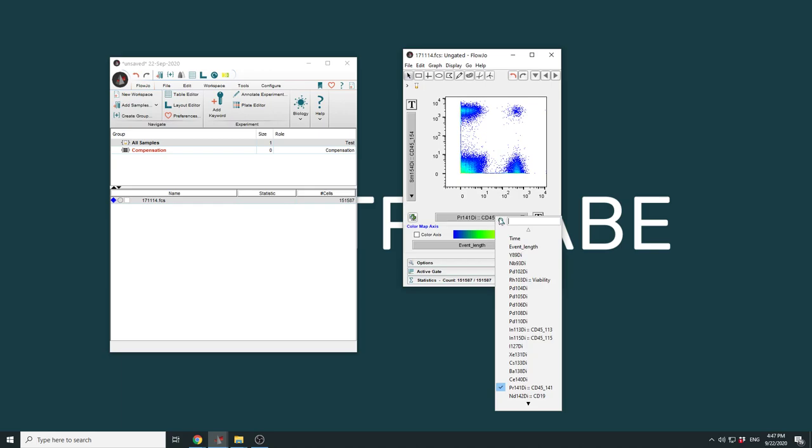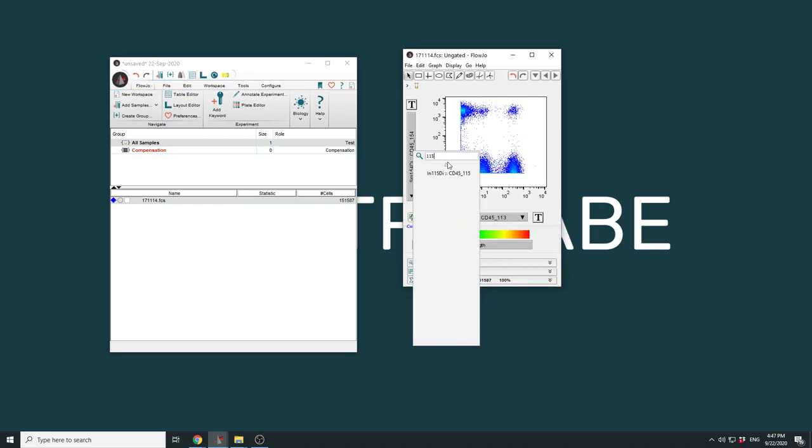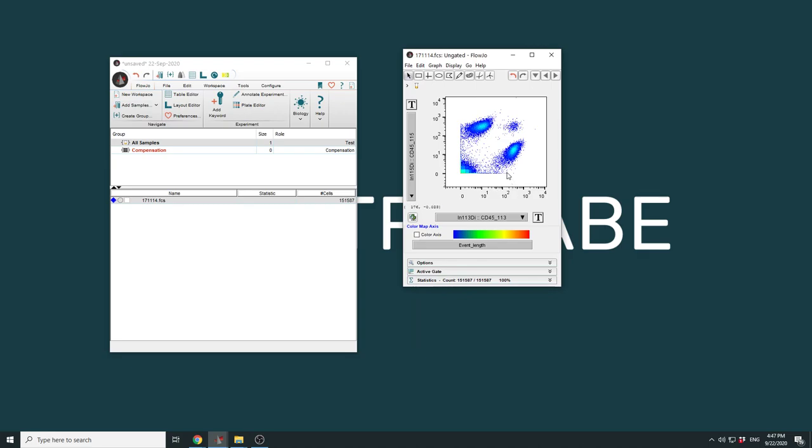However, I'm now going to look at 113 versus 115. And when I do, you will notice a few things. First of all, the negative on 115 and the negative on 113 are much higher. This is because signal from the other channel interferes. Additionally, there is a clear positive correlation between the two channels, unlike before where they were uncorrelated.